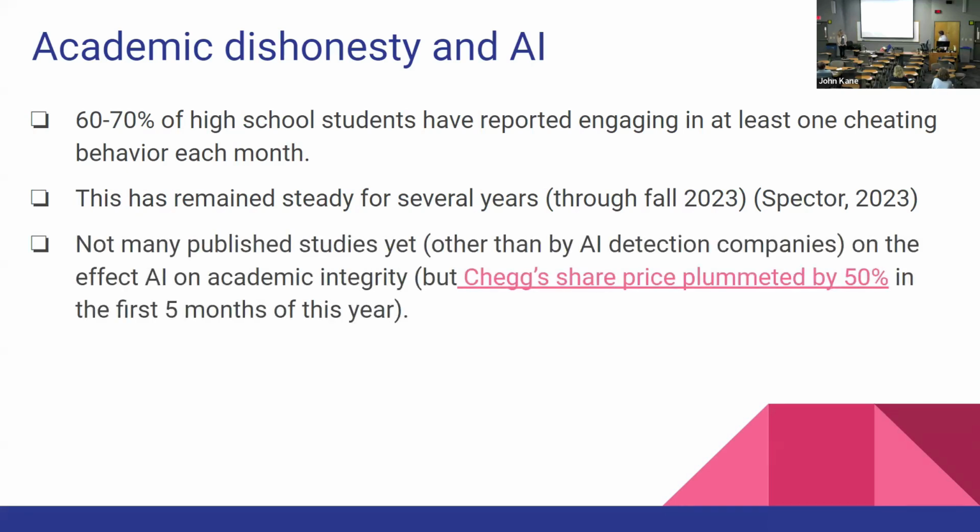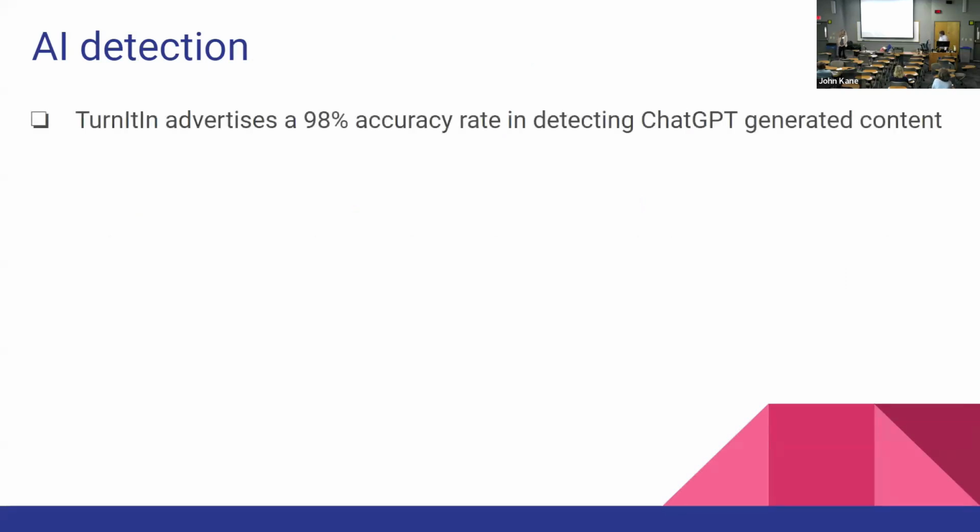Chegg's share price just in the first 5 months of this year, from January through I think about 3 weeks ago, its price has fallen by 50%. And last year it fell by, I think, 25 or 30% as well. I forgot the exact amount. So it's changed quite a bit. And in response to that, people concerned about academic integrity have relied on AI detection.